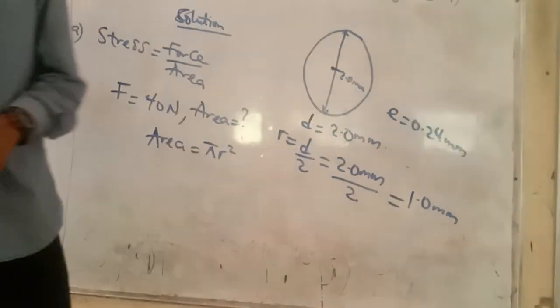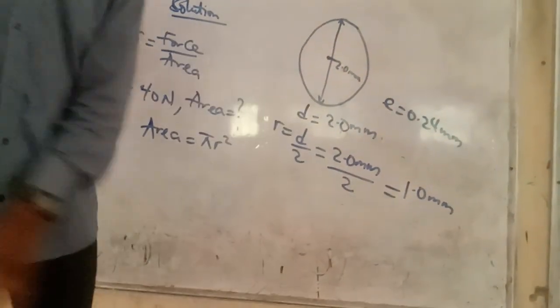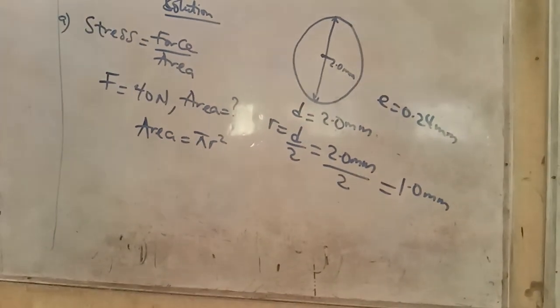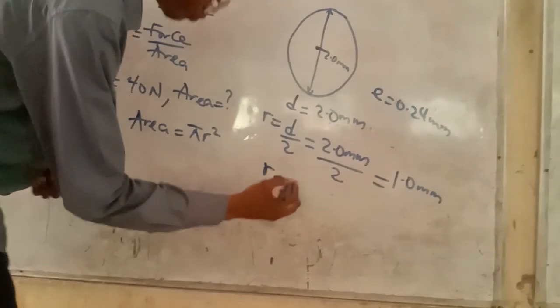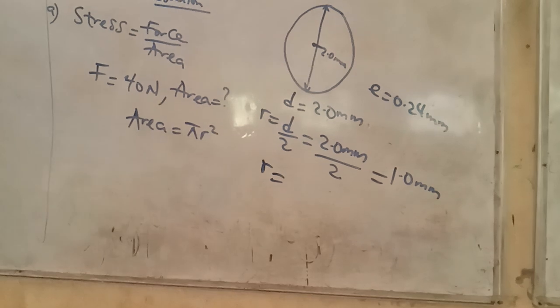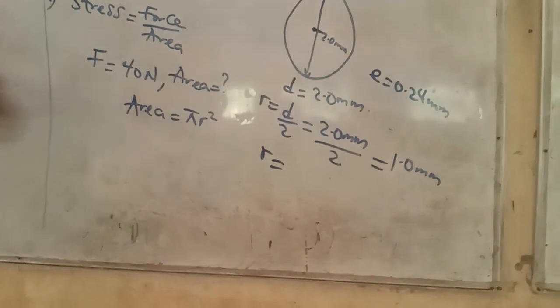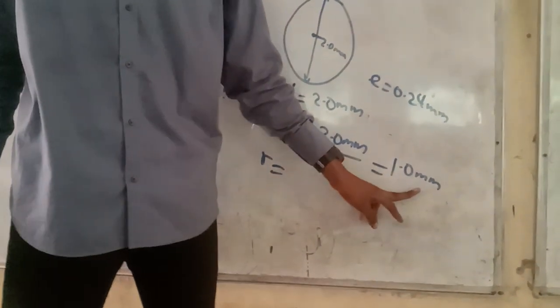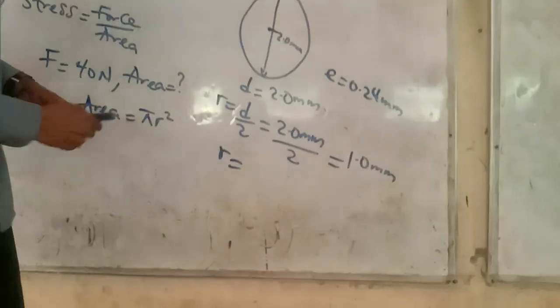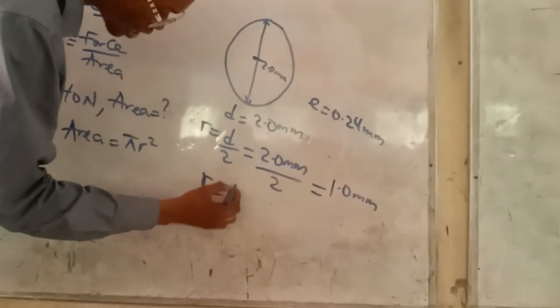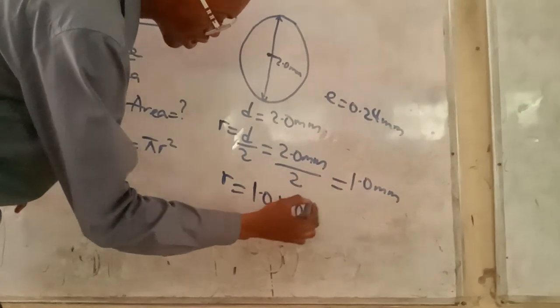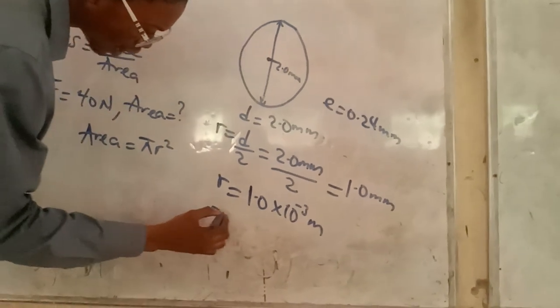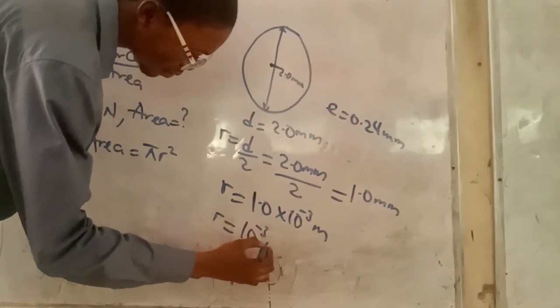You will convert it to meter, because radius cannot be in millimeter. It will always be in what? Meter. Now, let's convert millimeter to meter. Milli means 10 raised to power minus 3. So let's multiply by 10 raised to power minus 3. That is 1.0 times 10 raised to power minus 3 meter. Now our R equals 10 raised to power minus 3 meter.